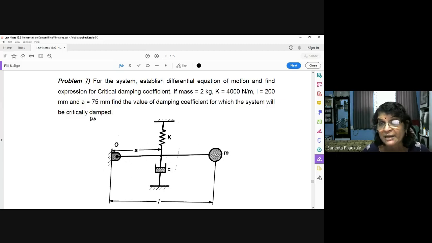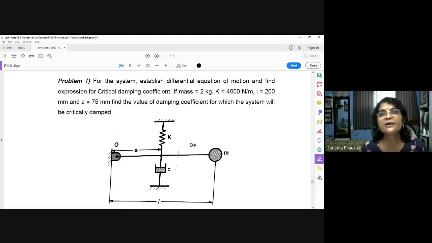Again, I will read the problem. Now you have to tell me one by one. For the system, establish the differential equation of motion. That means what is the differential equation of motion? You know, for longitudinal vibration, it is m x double dot plus c x dot plus k x is equal to 0. This is the equation of motion for damped free vibration for longitudinal vibration. For torsional vibration, how will you write it down? I theta double dot plus c theta dot plus k theta is equal to 0.